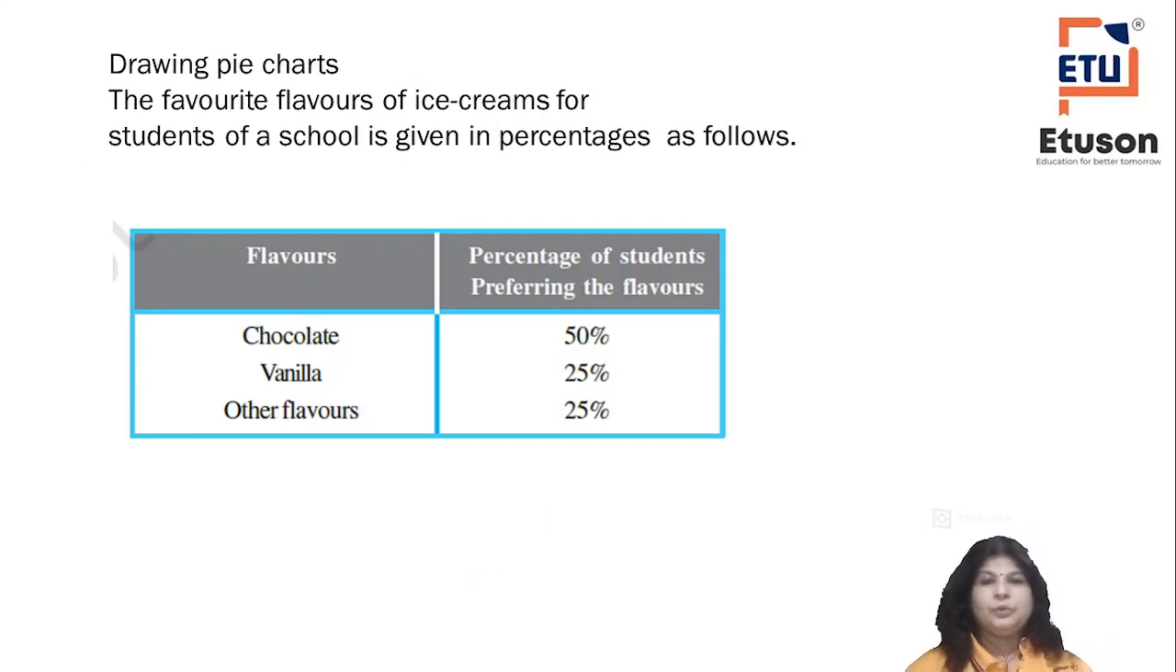Okay, so we are going to learn how to draw the pie chart. So for that the data is the favorite flavors of ice creams for students of a school, given in percentage as follows. So what are the flavors liked by the children? It is chocolate, vanilla and other flavors. So almost 50% of the students like chocolate flavor, 25% of them like vanilla and the other flavors is 25%. So first you need to find out the angle subtended at the center. So how we are going to calculate it?